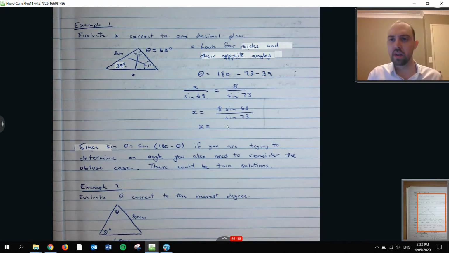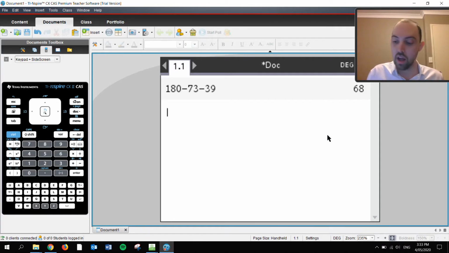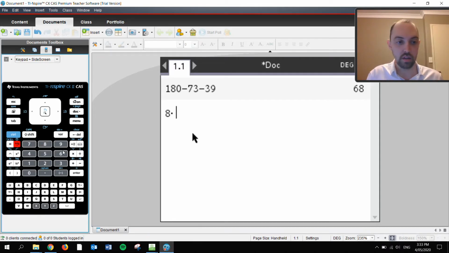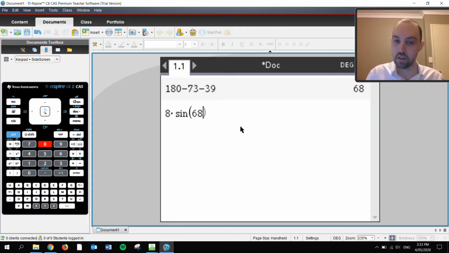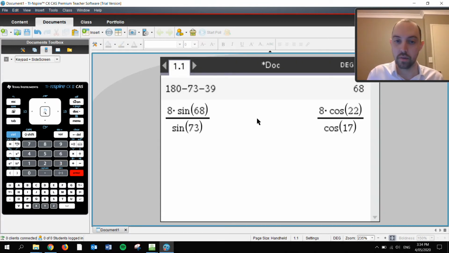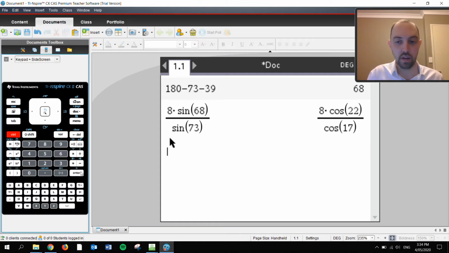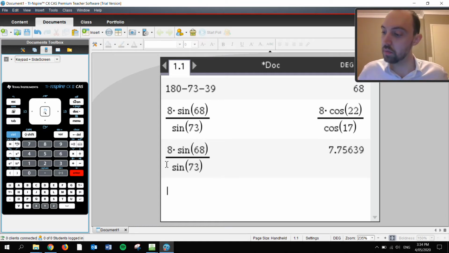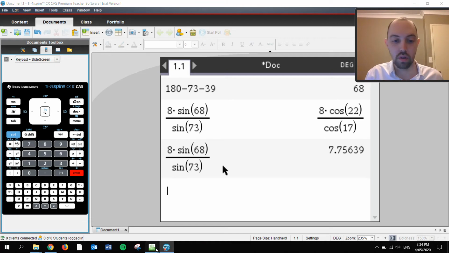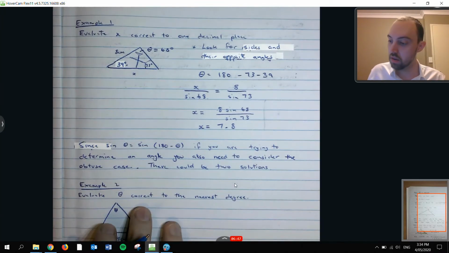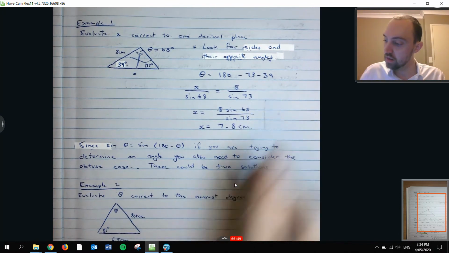And it just makes it a lot easier to rearrange, so we'll stick to that. 8 times by sine of 68 divided by sine of 73. Again, it's approximated here, and we only need to go correct to one decimal place, so 7.8. Back to the book, 7.8 centimeters.